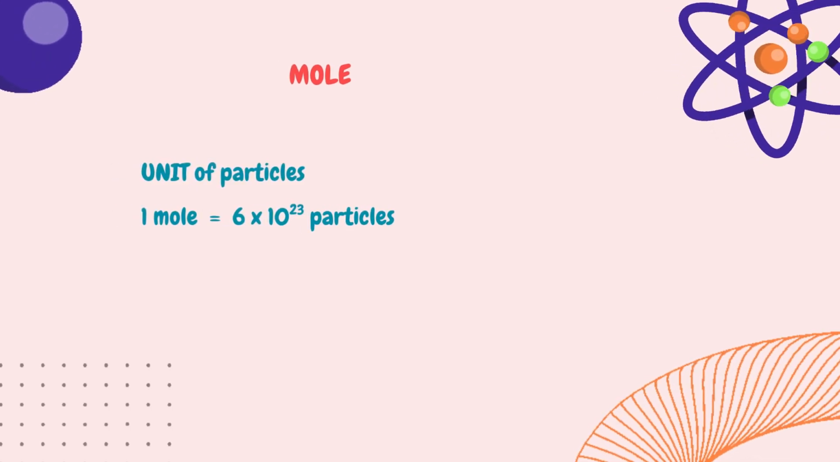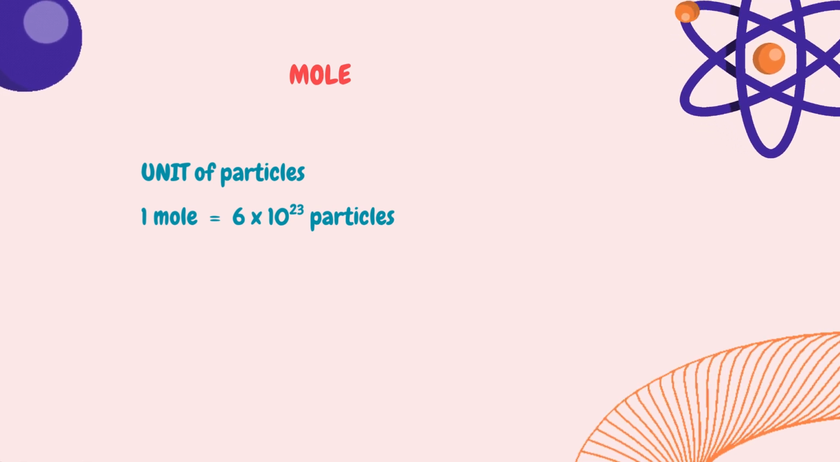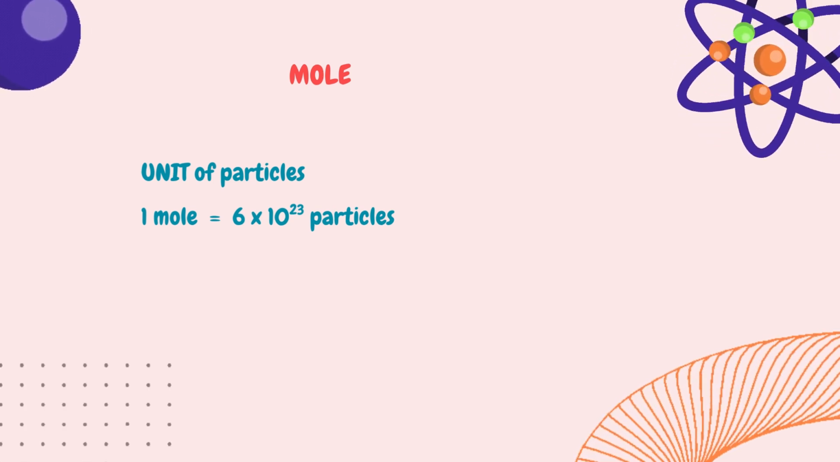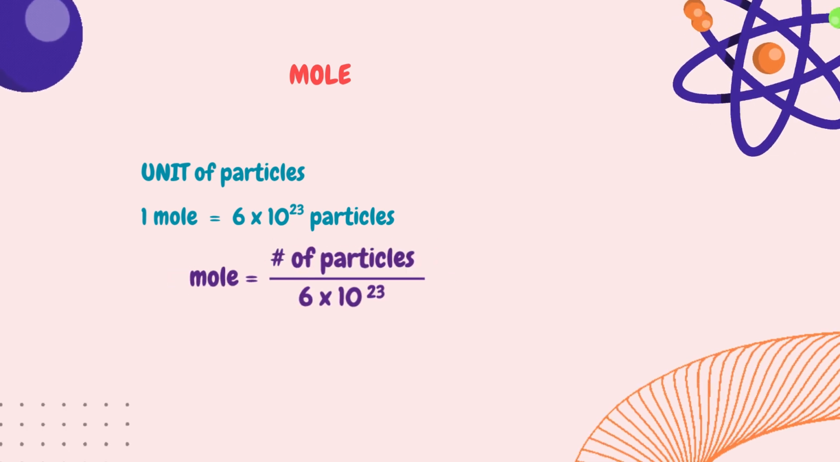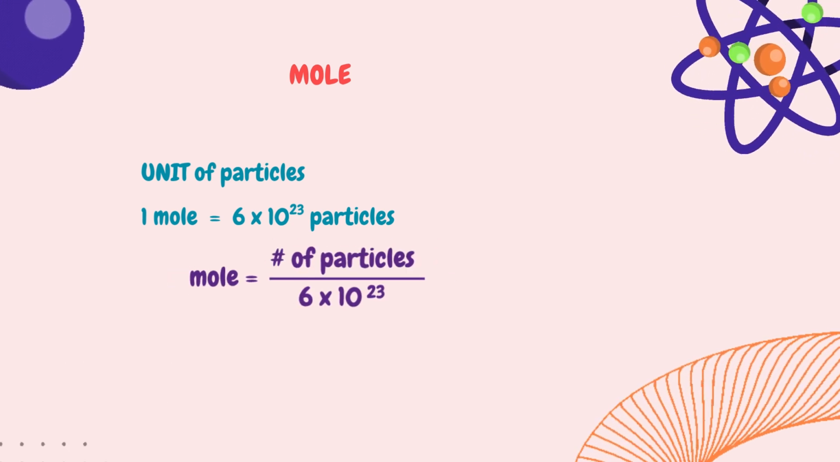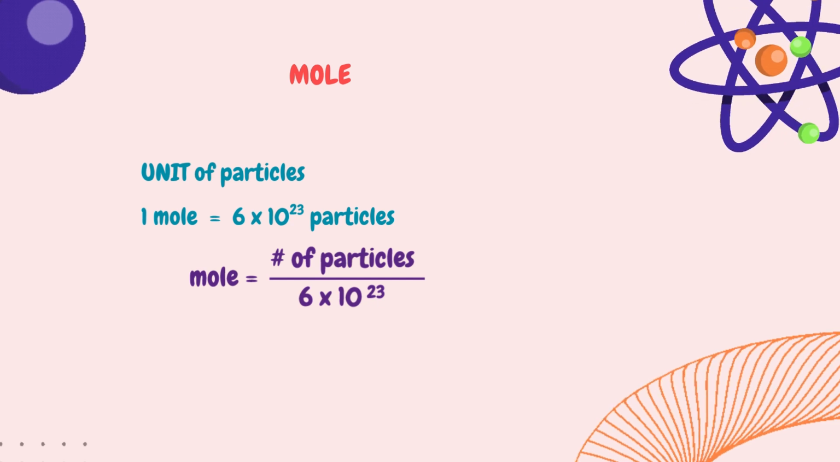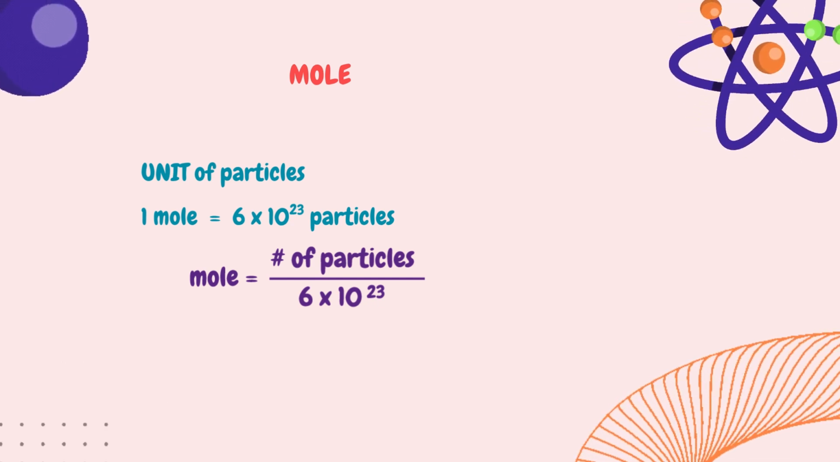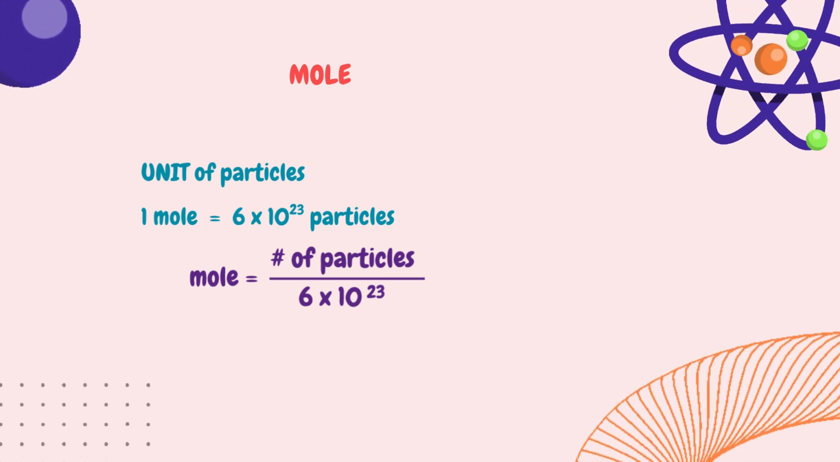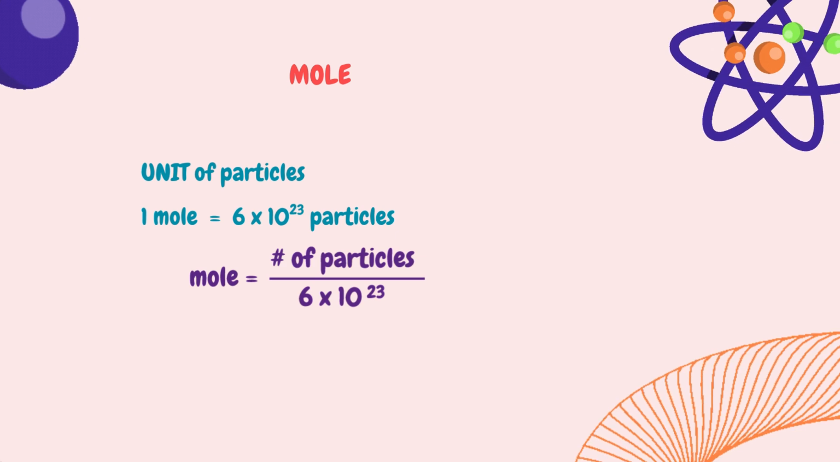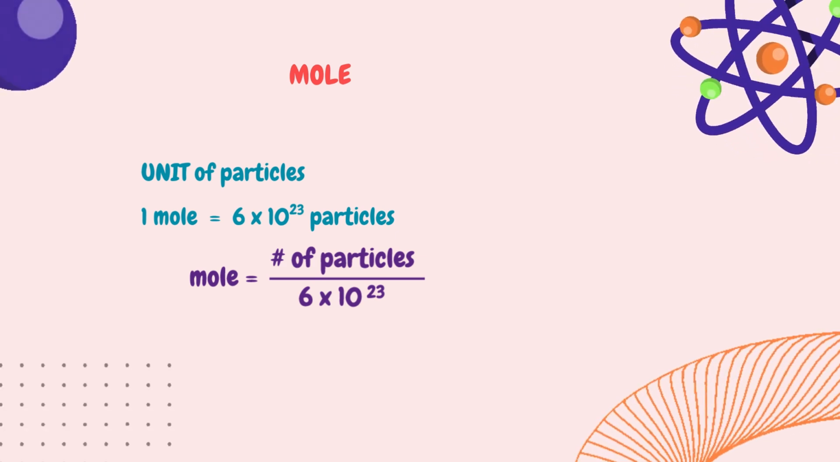1 mole of a substance contains 6 times 10 to the power 23 particles. The relationship between the mole of a substance and the number of particles in a substance is shown by the formula. Mole is equal to the number of particles over 6 times 10 to the power 23. Using this formula, we can find the number of particles in a substance when given its mole. And we can find the mole of a substance when given the number of particles in a substance.